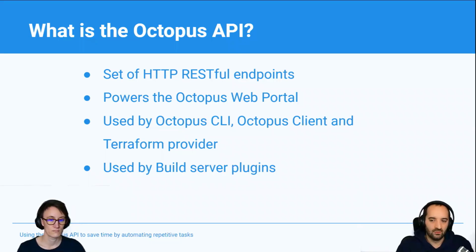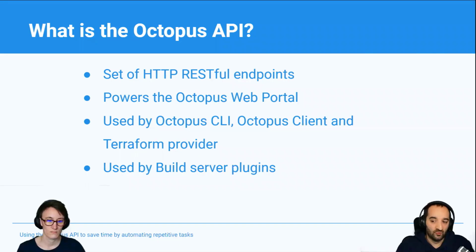Now, we often talk about the API powering the Octopus web portal. And really what we mean by that is that it's built on top of the API, so that all of the data and operations that you can see and perform in the Octopus web portal itself can be performed over the REST API as well. In addition, if you're using the Octopus CLI, the Octopus client library, or the Terraform provider, then there's a really good chance that you're already using the REST API, as these all interact with it.